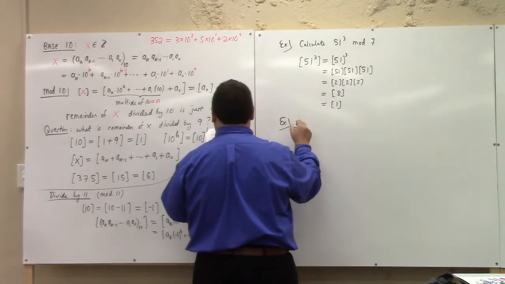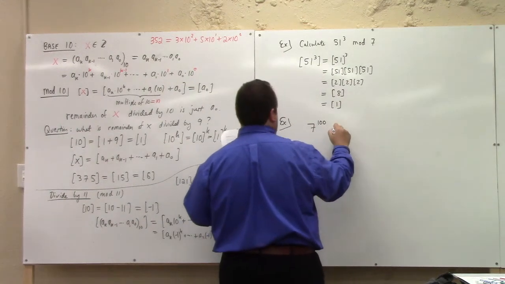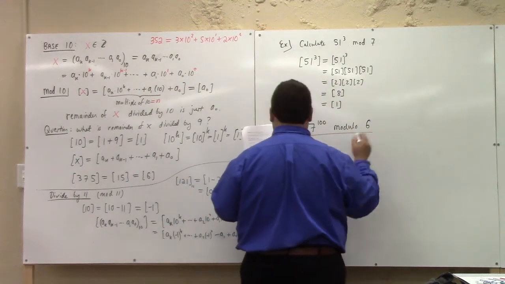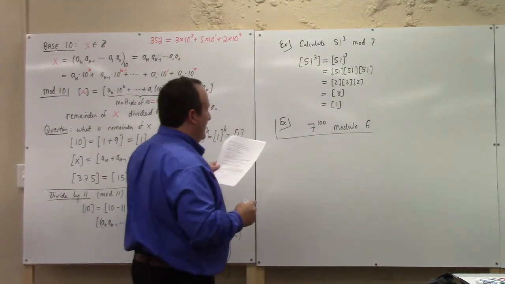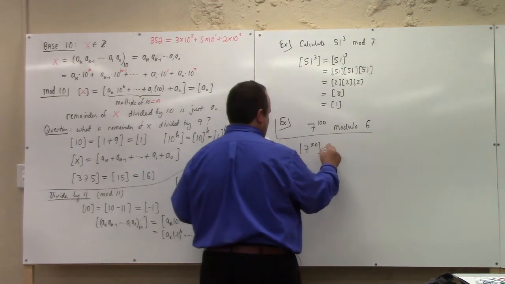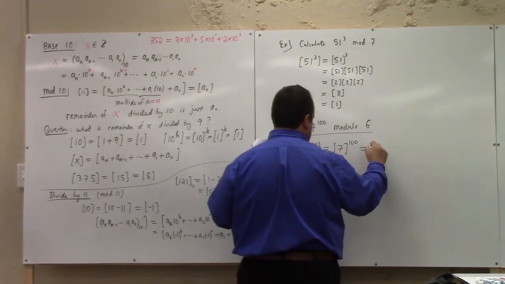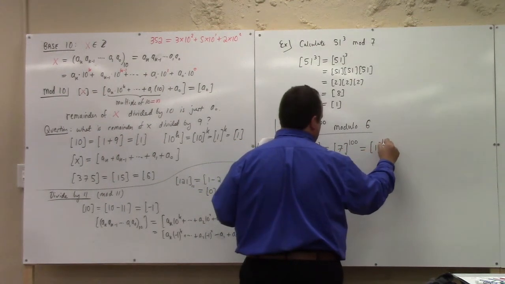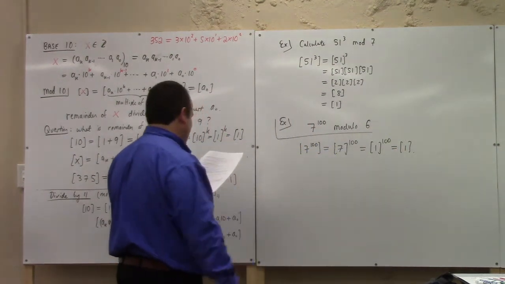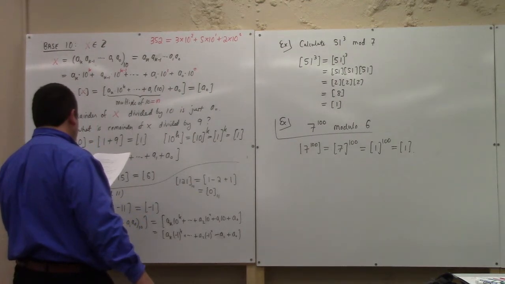Simplify 7 to the 100 power, modulo 6. All right. So you're like, 7 to the 100 is 7 to the 100, but 7 is congruent to 1 mod 6, so it's just 1. Oh no, that's correct.